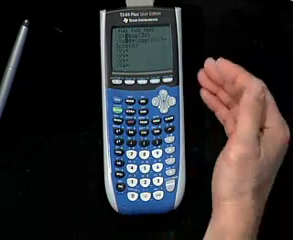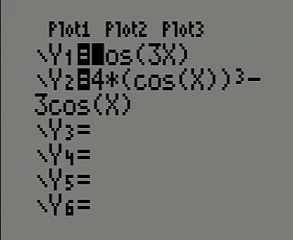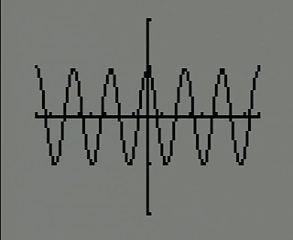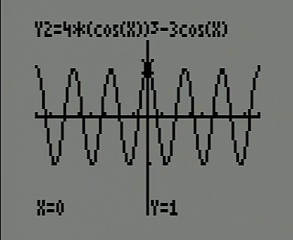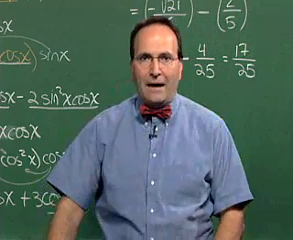You see that on the top line I have cosine 3x, and for the equation y sub 2, I have 4 cosine cubed x minus 3 cosine x. I hit my graph key, and there's the graph, which again means that the graphs are identical, they are overlapping. But just to prove that in terms of looking at the calculator, you can see that y sub 1 is cosine 3x, and y sub 2 is 4 cosine cubed x minus 3 cosine x. So they are, in fact, overlapping.